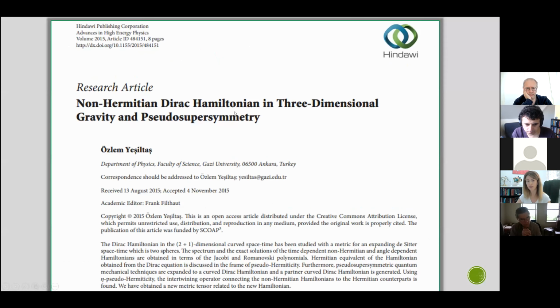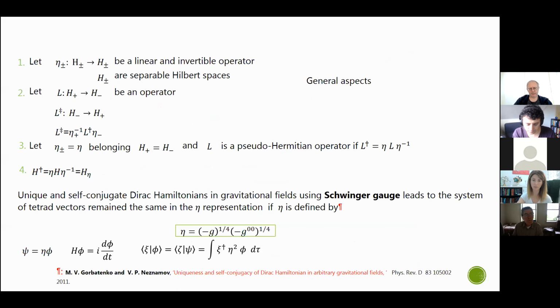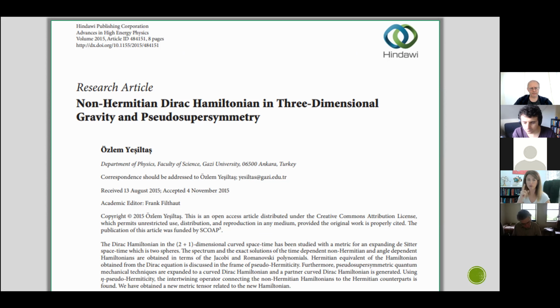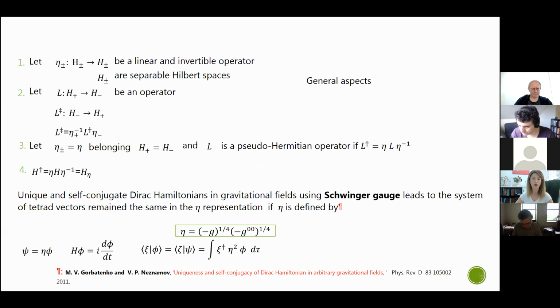And in this study, I tried to show the pseudo-hermiticity for a 2+1 dimensional curved space-time, but I was using the de Sitter space-time, which is different, and you could see the time dependency in some ingredients in this paper. But it was published in 2015, then I forgot this topic and I devoted myself to some different works.